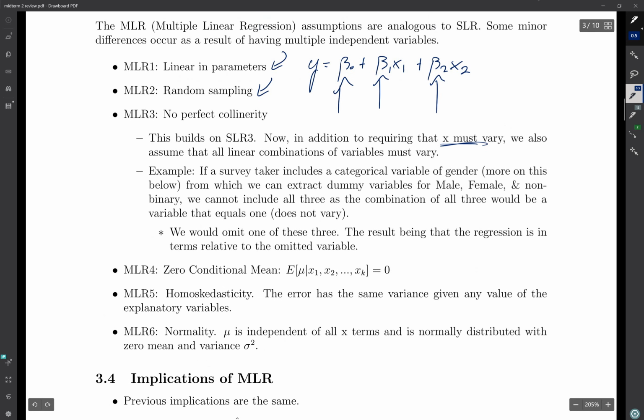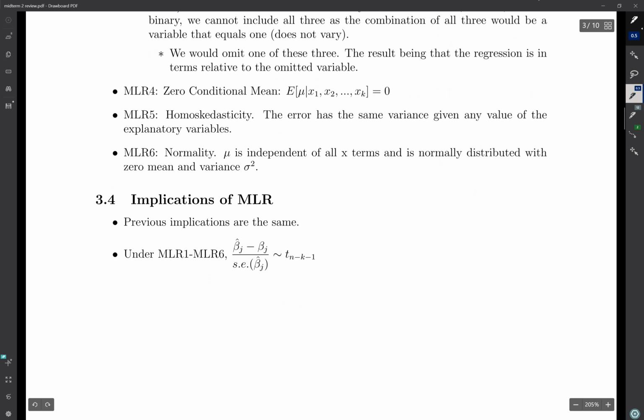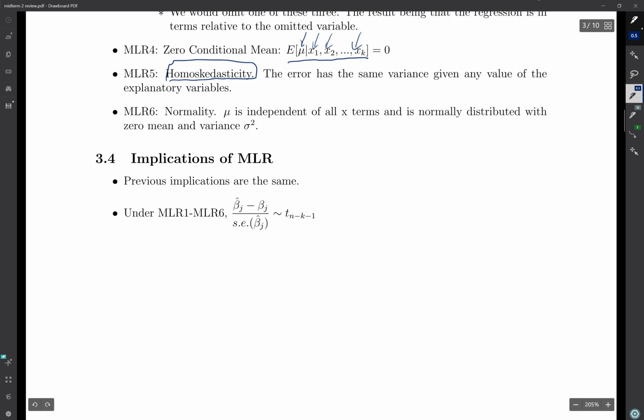Okay, so in that example, we would just omit one of the variables. So we would omit female or we would omit male. Zero conditional mean, so this is the same, except for now we're saying that our error term needs to be expected to be 0 given all the x's that we're using in our model. Homoscedasticity, so the same as before, but now we're given any value of any of the explanatory variables.